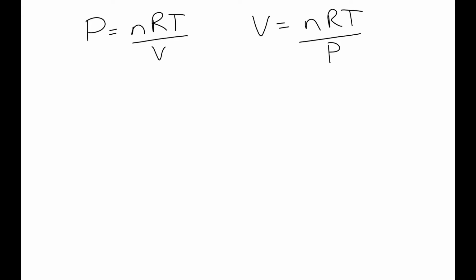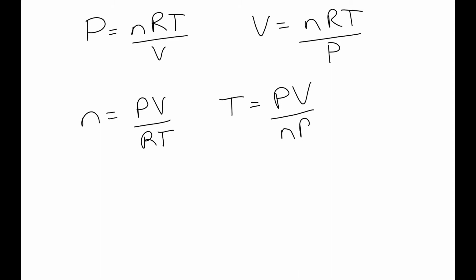So if we're solving for P, it's nRT with the V underneath it. Basically you move the V from the left-hand side to the right, and when you do that, you have to divide. Same when solving for V: it's nRT with the P underneath. If you're solving for N, you move the R and the T over to the other side, so you put them under the PV. And same with the temperature: if you're solving for T, you put the NR underneath.